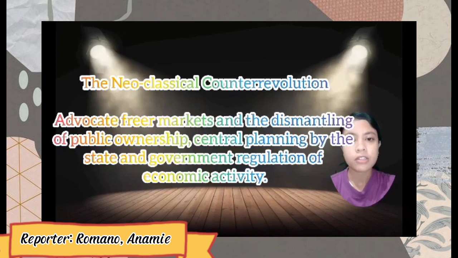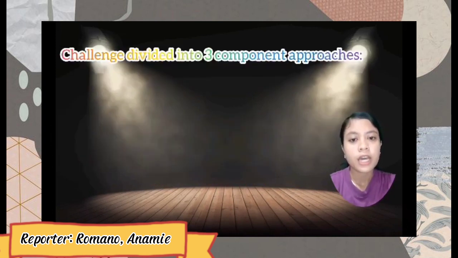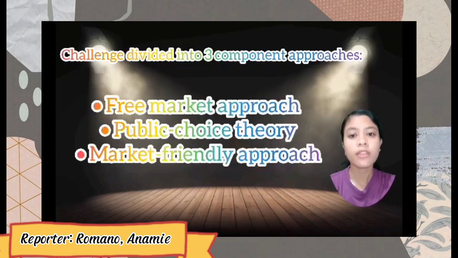So this is a very challenging part of the international dependence revolution. This challenge can be divided into three component approaches. So let's tackle also the three components of the approaches under the international dependence revolution. So first approach is the free market approach.